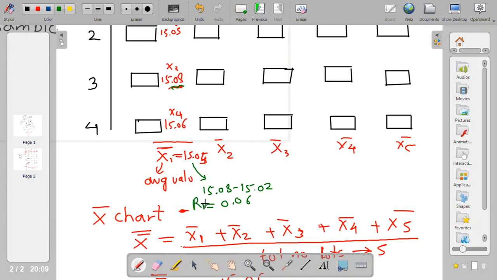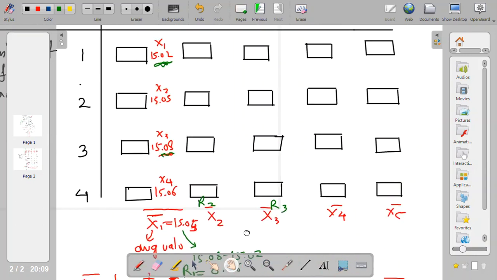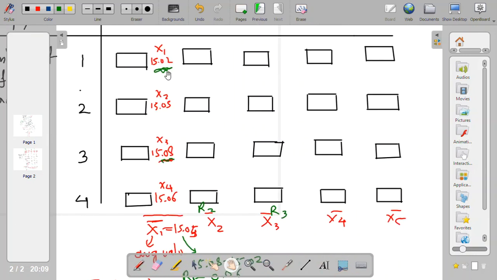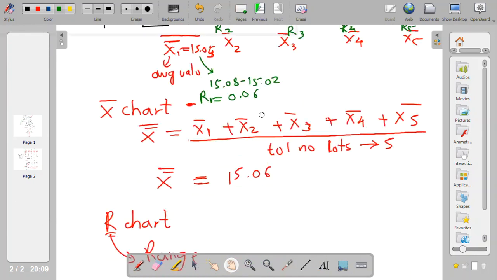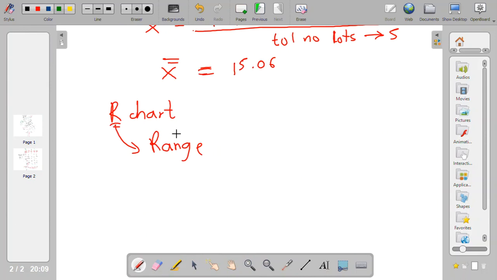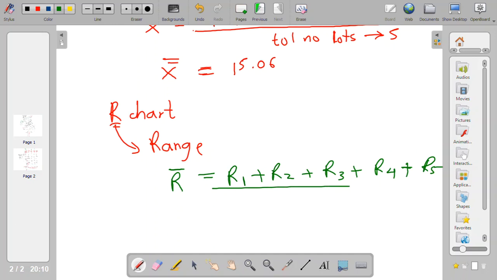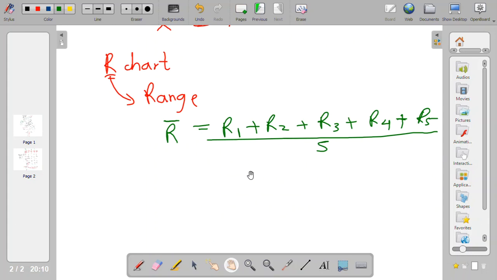This is R1. In the same way we will get R2, R3, similarly the difference between the largest value and smallest value, so we'll find the ranges R4, R5. Then in our chart I'll find the average value of the range: R1 plus R2 plus R3 plus R4 plus R5, with 5 subgroups, divided by 5. So this is the average value of your range.